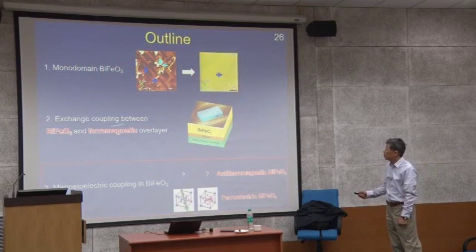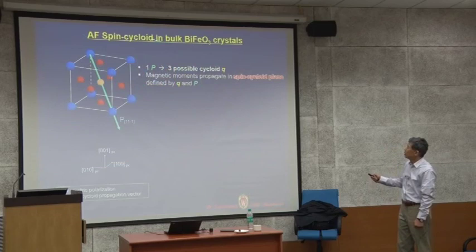And now you need to understand the interfering order of bismuth ferrite. This order is known as the spin cycloid. Does anybody know the spin cycloid? Anybody seen it?